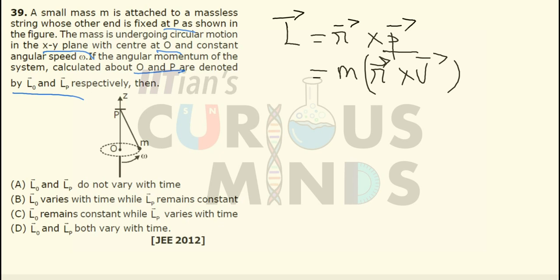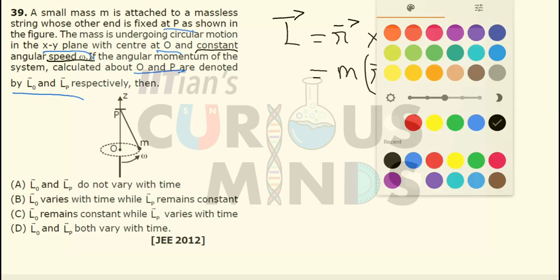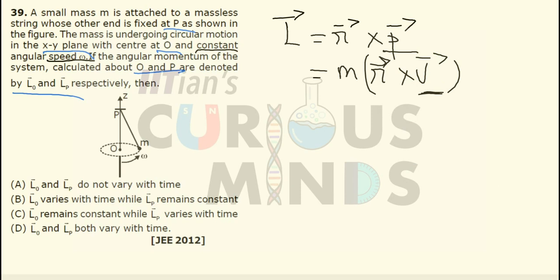Now over here I can say that the small mass is attached to the string, and it is undergoing circular motion in the xy plane with a constant angular speed. So if the angular speed is constant, the magnitude of the velocity will remain the same, not the direction, but the magnitude. If I consider that the particle rotates and arrives over here, the velocity will be in this direction, and the perpendicular distance from point O will be in this direction.